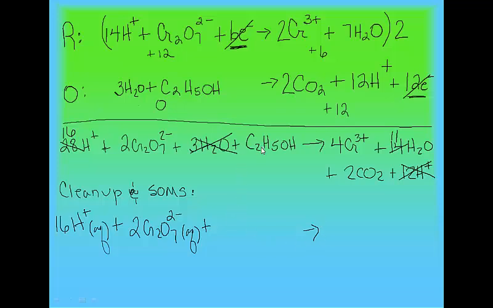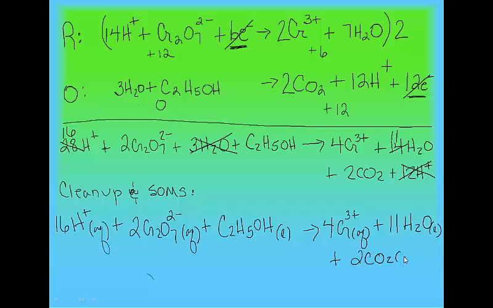Let's see, alcohol is nowhere else, so my alcohol stays put, and it is a liquid based on the previous state of matter from my original problem. I have 4 chromium ions, none on the left, so it stays put. If it's an ion, it's aqueous. I have my 11 waters from when I subtracted the 3 from the left. Water is a liquid. And I have my gaseous carbon dioxide. Alright, so here's my finished product.